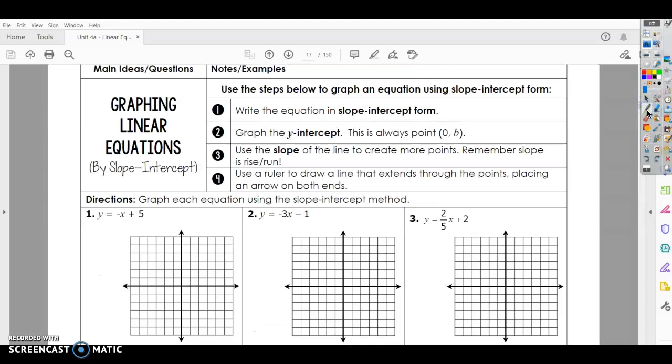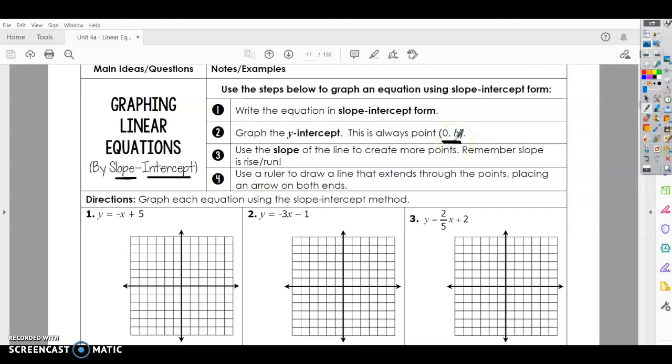All right, talking about graphing. Graphing a linear equation using slope-intercept. We just talked about slope, so we know how to look at slope, but now you also have to know what your y-intercept is. All right, so you can see here your y-intercept is always going to be 0, b. B is the letter that we use for our y-intercept. 0 is your x, and then whatever the y value is will be the b.